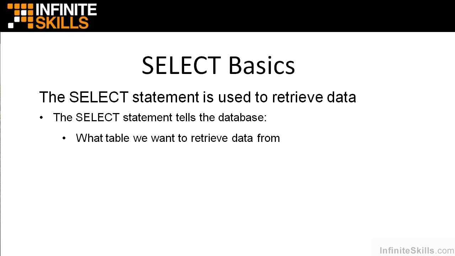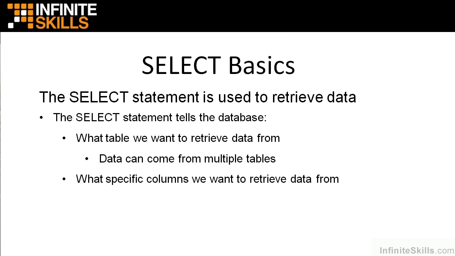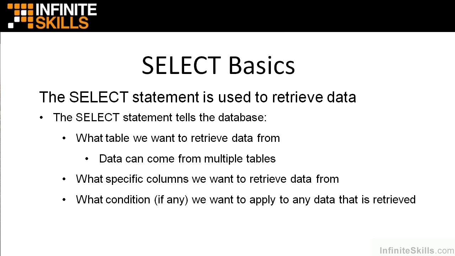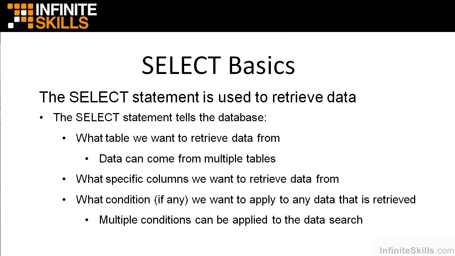Now, the select statement tells the database, I want to retrieve some data from a particular table or from multiple tables, and we'll get into join statements and multiple tables later on. The select statement also tells the database what specific columns we want to retrieve data from that particular table or tables that we're pulling data from. Then we can also tell SQL Server what condition, if any, we want to apply to any data that is retrieved. For example, we only want to pull people out of our person database whose age is over 43 years old. We could do multiple conditions where age is over 43 and less than 59.